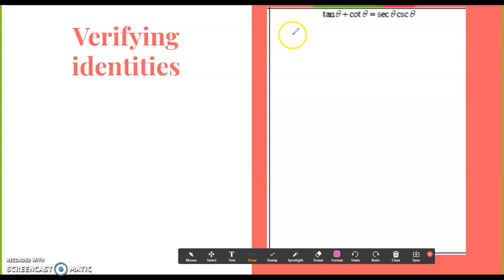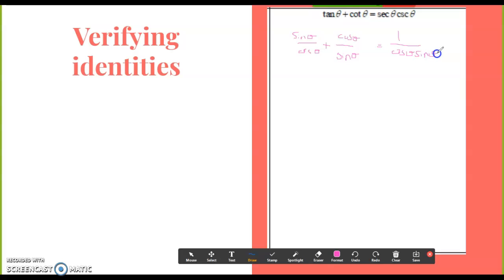So tangent of theta, I know that is just the sine of theta over the cosine of theta, plus cotangent of theta, I know that's the cosine of theta over the sine of theta, and that is equal to the secant of theta, which I know is just 1 over the cosine of theta, times the cosecant of theta, which we know is 1 over sine. So this is going to be 1 over cosine of theta times the sine of theta, right?